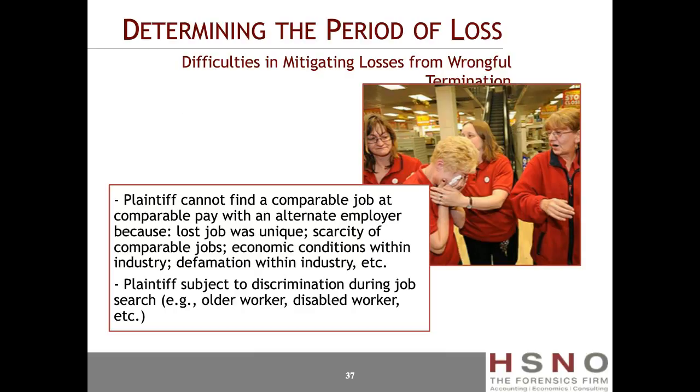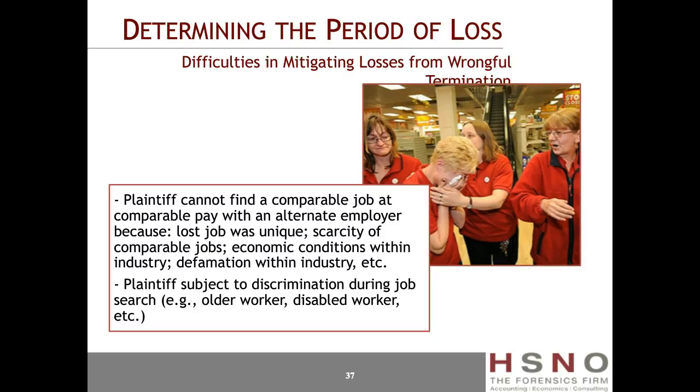Okay. Sometimes the plaintiff can't find a comparable job at comparable pay because the last job was unique. There's a scarcity of comparable jobs. There are economic conditions within the industry that make it hard for them to find another job, or they've been defamed, which can also happen. Sometimes if you don't get an enthusiastic reference from your former employer, or just the standard confirmation of pay and the amount of time worked, that's enough to prevent you from getting reemployed.